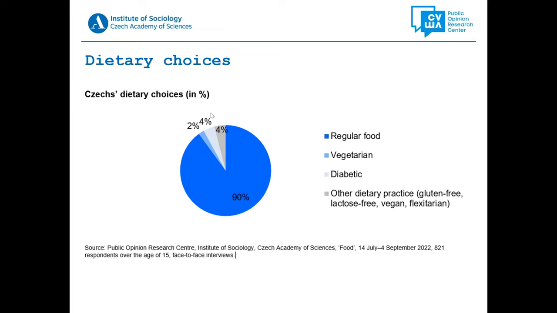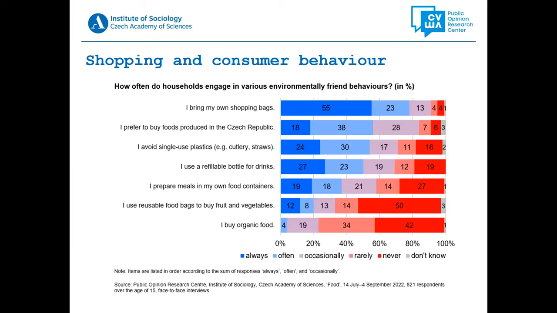The rest of respondents reported other styles of eating. In our survey, we also focused on the food-related activities and behaviors of individuals and households that also affect their carbon footprint. In the questionnaire, we presented respondents a battery of several statements for which they answer on a 5-point scale how often they do them.